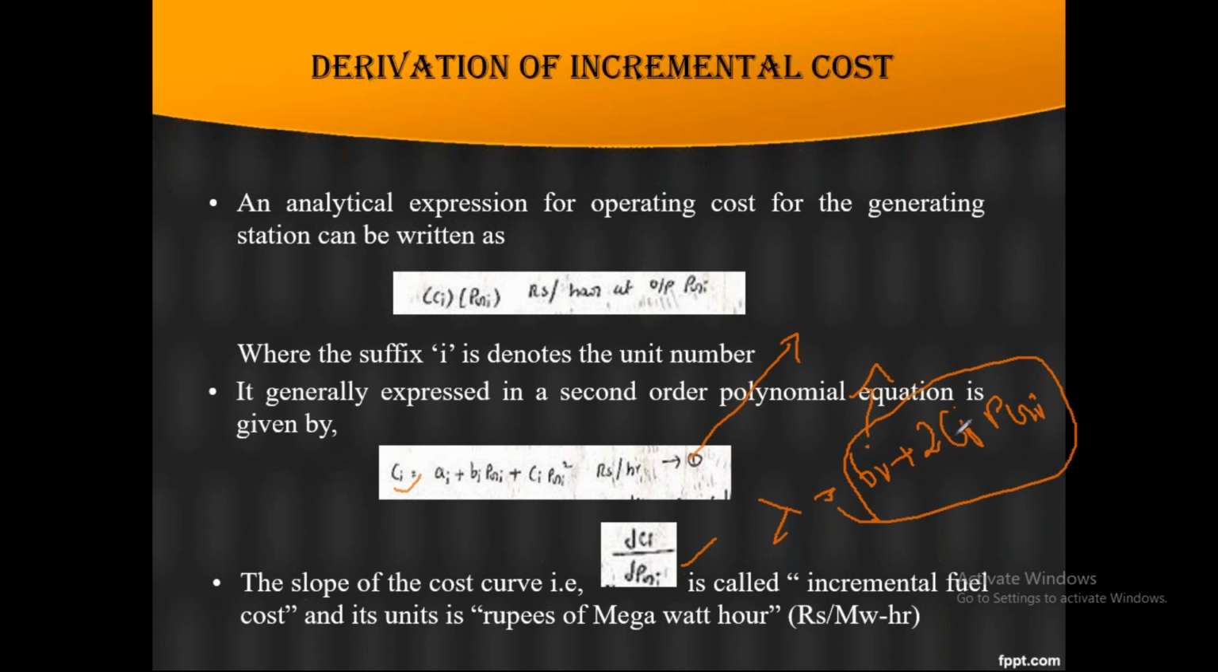And the units of this incremental fuel cost is rupees per megawatt hour. So units are so important. I will ask this in the exam. So what is the units of incremental fuel cost? You have to answer it: rupees per megawatt hour.